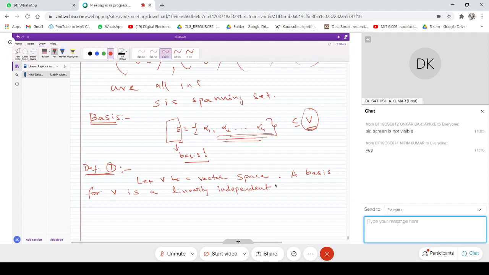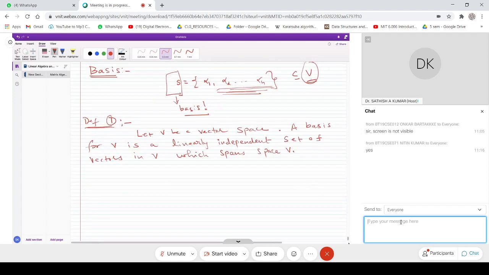Let V be a vector space. A basis for V is a linearly independent set of vectors in V which spans the space V. That is, a spanning set. Okay, so the other way of saying that, we'll write in a precise manner as I told you, like this.